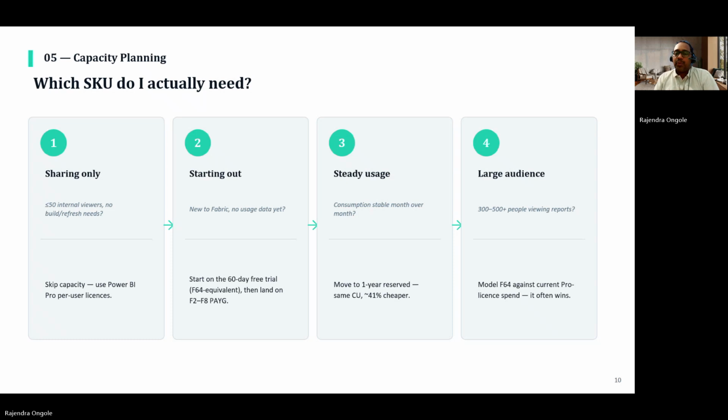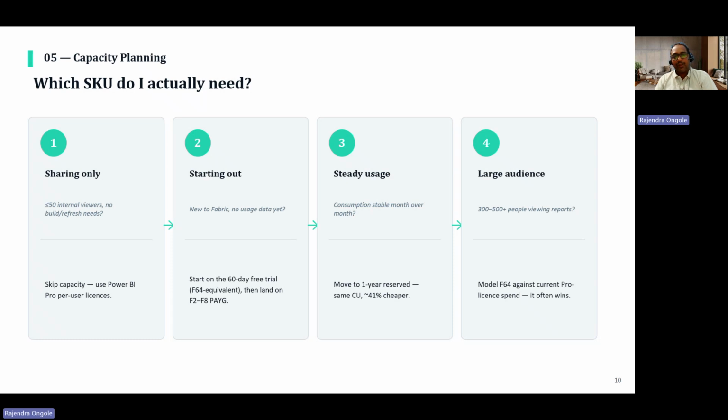This is a very, very important slide. If you're observing, which SKU do I actually need? Suppose sharing is only with less than or equal to 50 internal users, with no need to build or perform any data refresh. In such a scenario, you can go with Power BI Pro licenses. Skip the capacities. Or if you want to move to the Fabric environment, start with the 60 days trial account, where a single tenant in Microsoft can extend the trial up to 2 times.